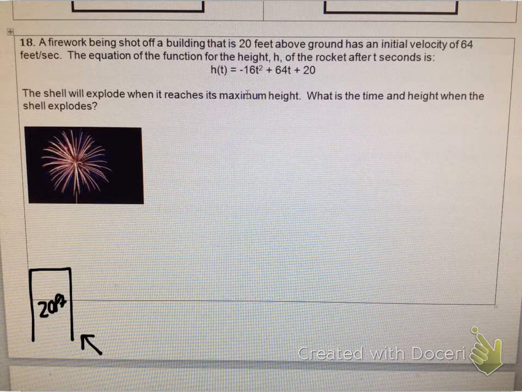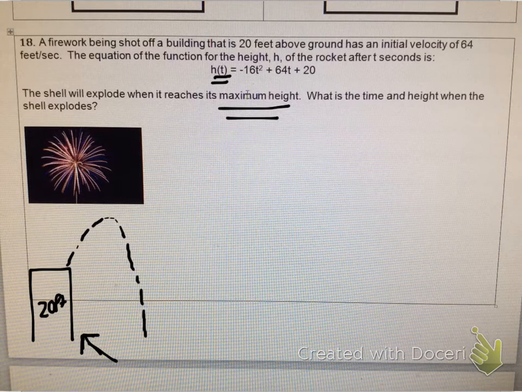Anyway, so they give us the equation that represents the height of the firework in a certain amount of time, t is seconds. So they want to know when it will reach its maximum height, what time and what height that would be. So here's my picture in the left-hand corner here of my 20-foot building. So the firework is shot in the air and then eventually it drops back down. So we need to find the maximum right here.